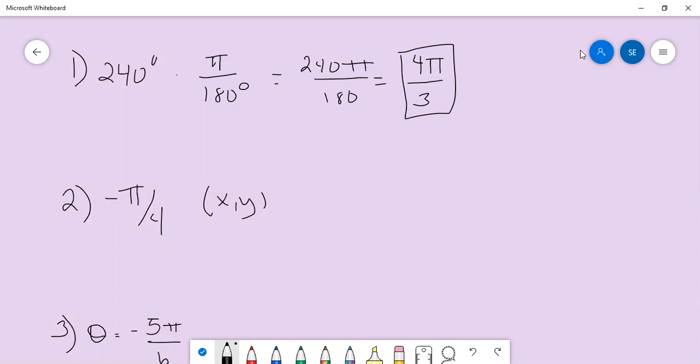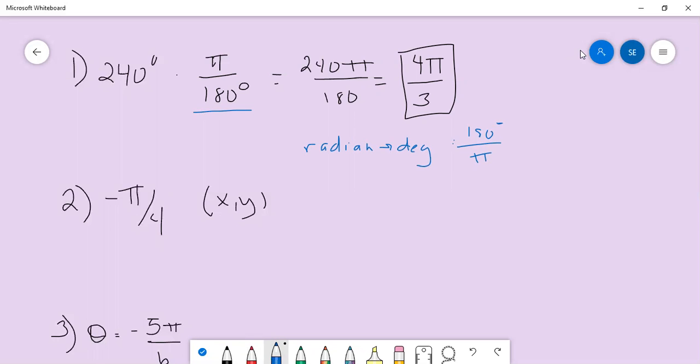So again, the key here is that we're multiplying by pi over 180. If we're going from radians to degrees, we want to multiply by the reciprocal, so 180 degrees over pi. Okay?